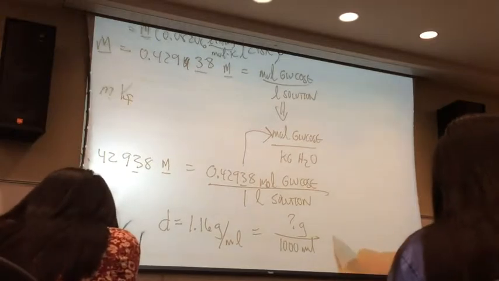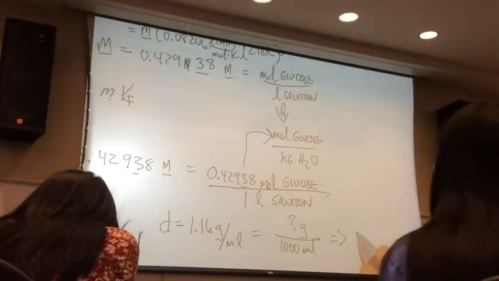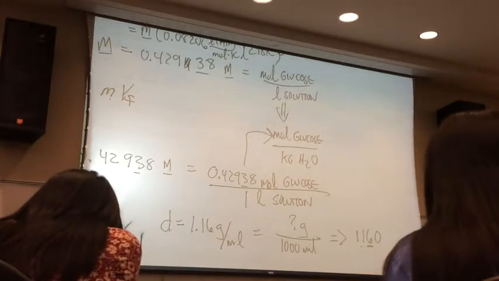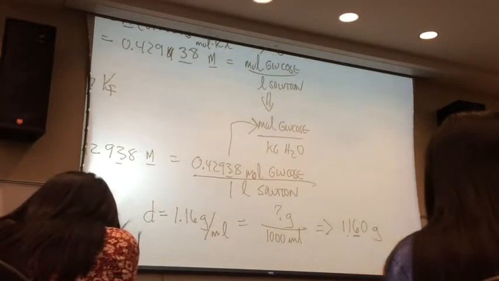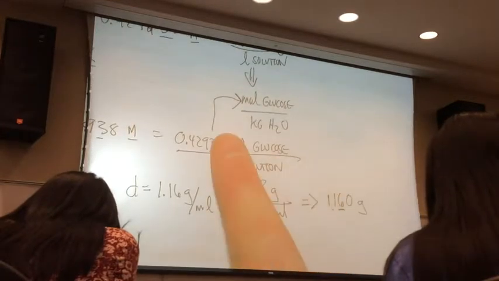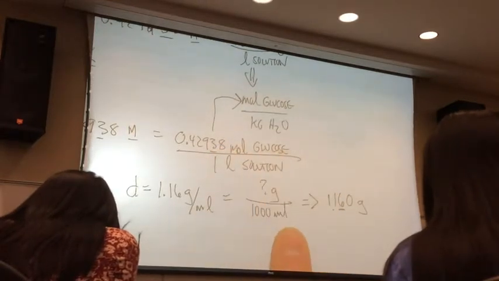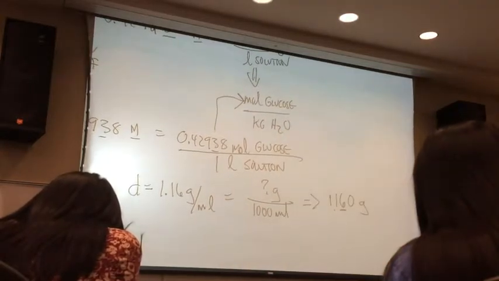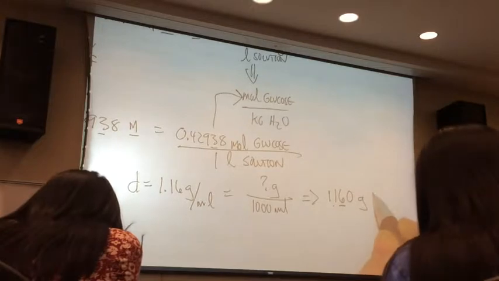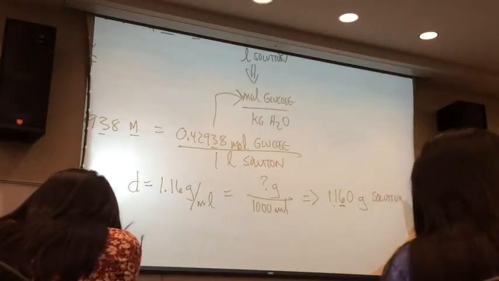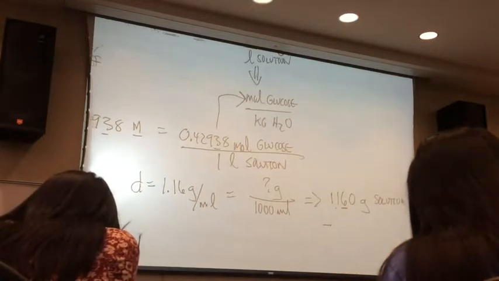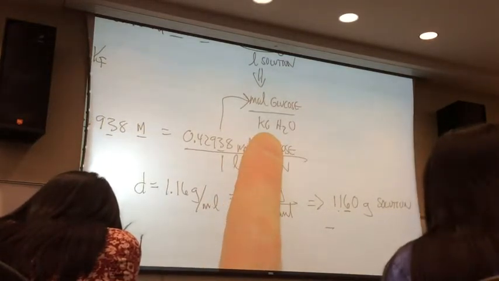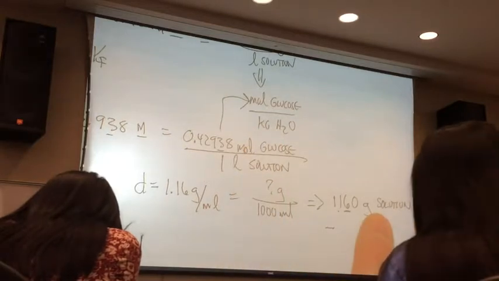Okay? And so what you end up with then is 1160, right? I'm going to put the sig figs right there. This is how many grams of solution I have in order to have this many moles of glucose. Now, I need kilograms of water, so this is the grams of solution. And if I subtract from that how many grams of glucose I have, I'll know how many grams of water. This is glucose plus water.